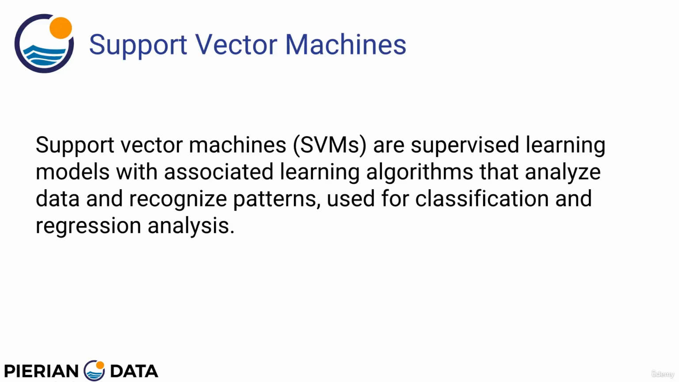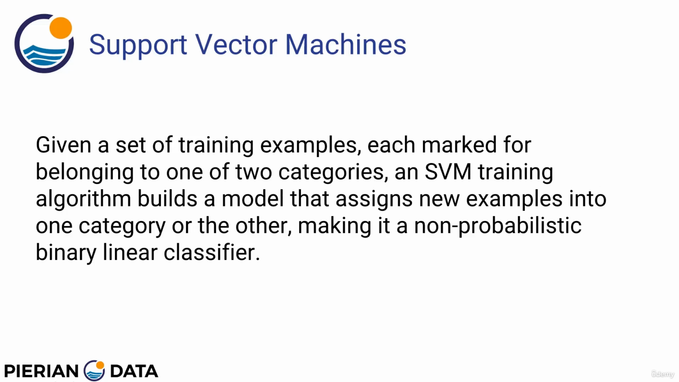Support vector machines, or SVMs as they're also known, are supervised learning models with associated learning algorithms that analyze data and recognize patterns. They're used for classification and regression analysis. In this lecture, we'll be talking about their use for classification. Given a set of training examples, each marked as belonging to one of two categories, so binary classification, an SVM training algorithm builds a model that assigns new examples, or these test data points, into one category or the other, making it a non-probabilistic binary linear classifier.